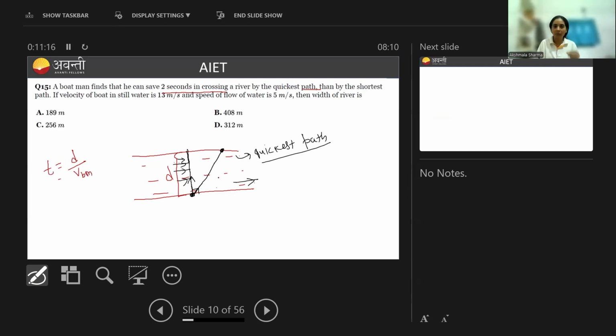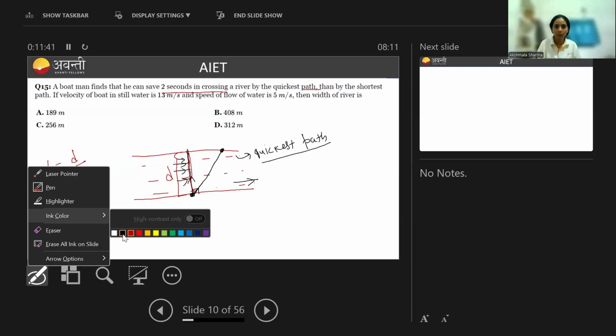Right? Because the velocity of the river is not going to contribute anything in making you cross the river. It will only give you horizontal displacement. For the vertical displacement, you should contribute the velocity. So if you align all your velocity along this direction, that will be the quickest path. And what will be the shortest path?